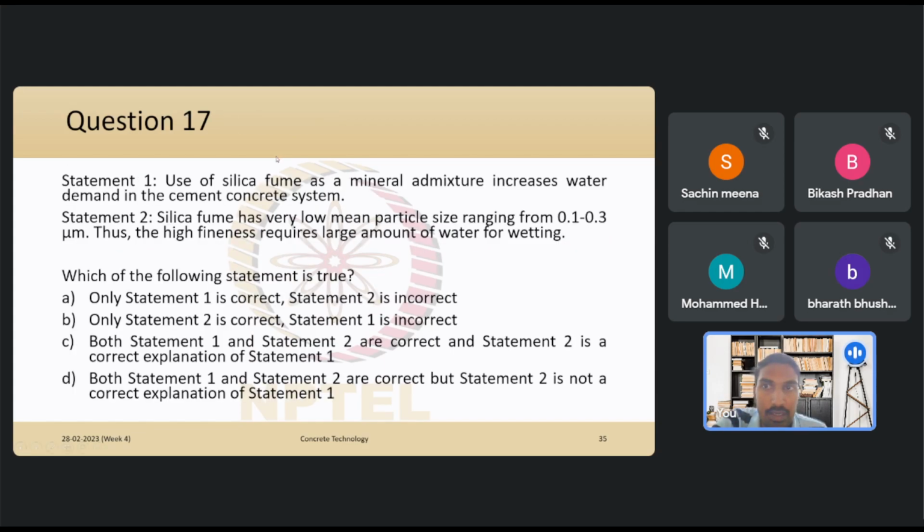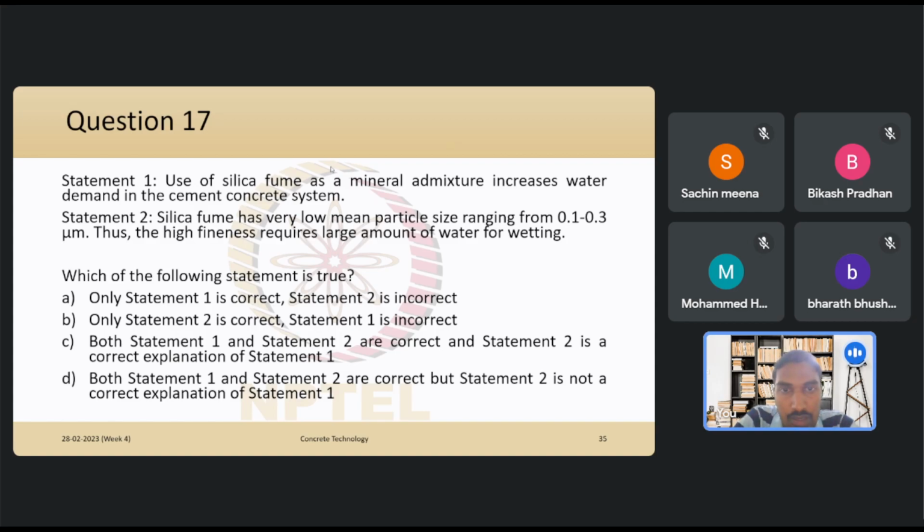So what are the statements again? The first one says that silica fume increases the water demand for the cement concrete system. That is true, it increases. We already saw rice husk ash increases it the most, but silica fume will also increase the water demand. So statement 1 is correct. Statement 2 is silica fume has a very low mean particle size, which ranges from 0.1 to 0.3 micrometers, and thus the high fineness requires a large amount of water for wetting. That statement is also true.